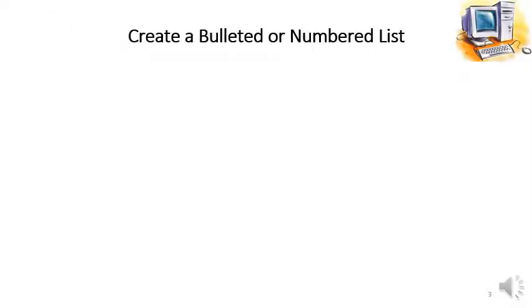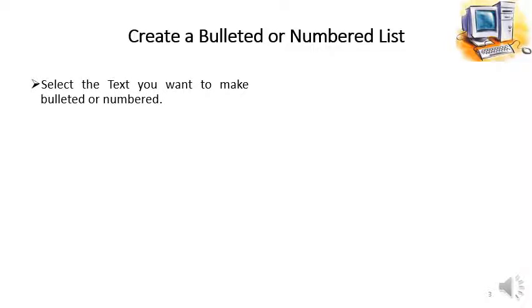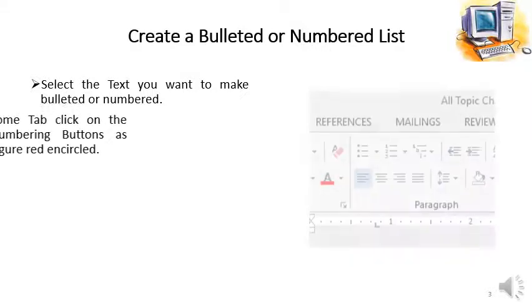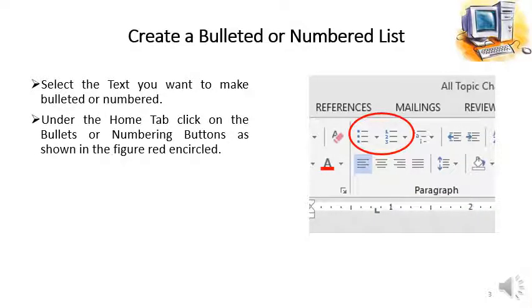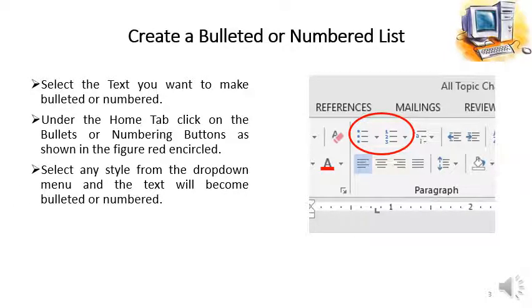First of all, create bulleted or numbered list. Select the text you want to make bulleted or numbered. Under the Home tab, click on the bullets or numbering buttons as shown in the figure, red encircled. Select any style from the drop down menu and the text will become bulleted or numbered. So it's very easy. You will see it practically in the last slide in the video.